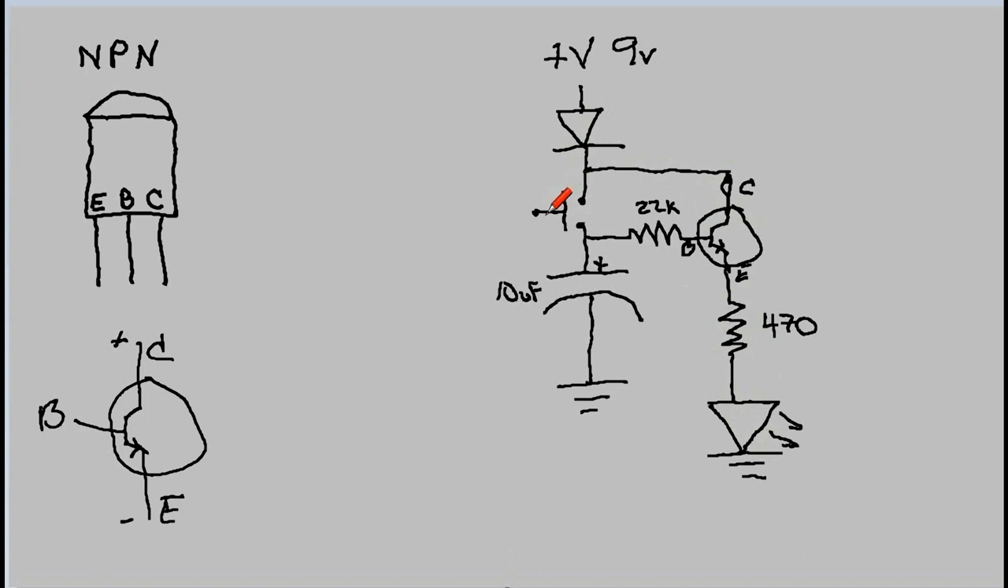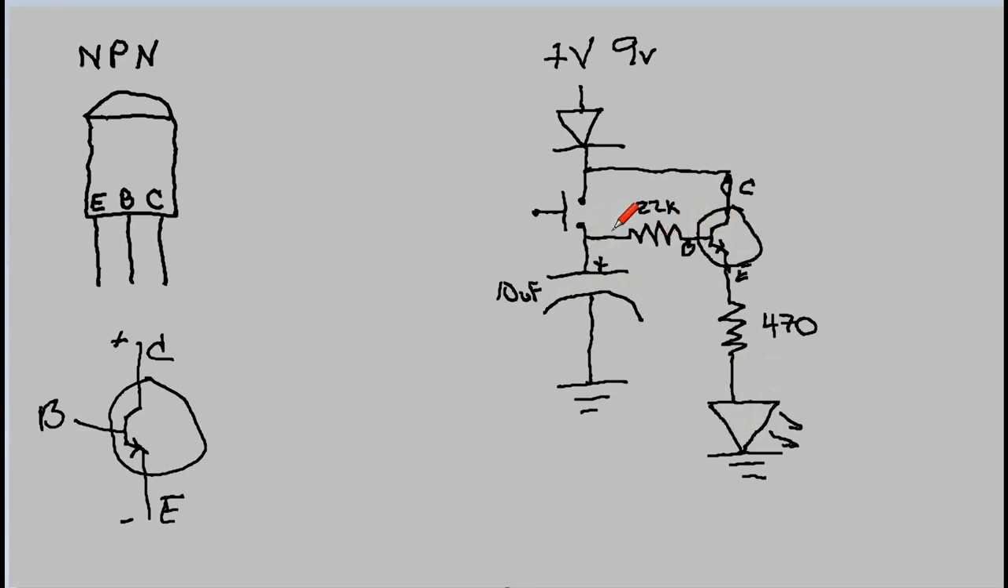When we let go of the switch, the capacitor still has juice. So what happens is it pushes against this switch still. So it keeps this light on. It keeps it on a lot longer than if it was powering the LED itself, because it's just being used here.